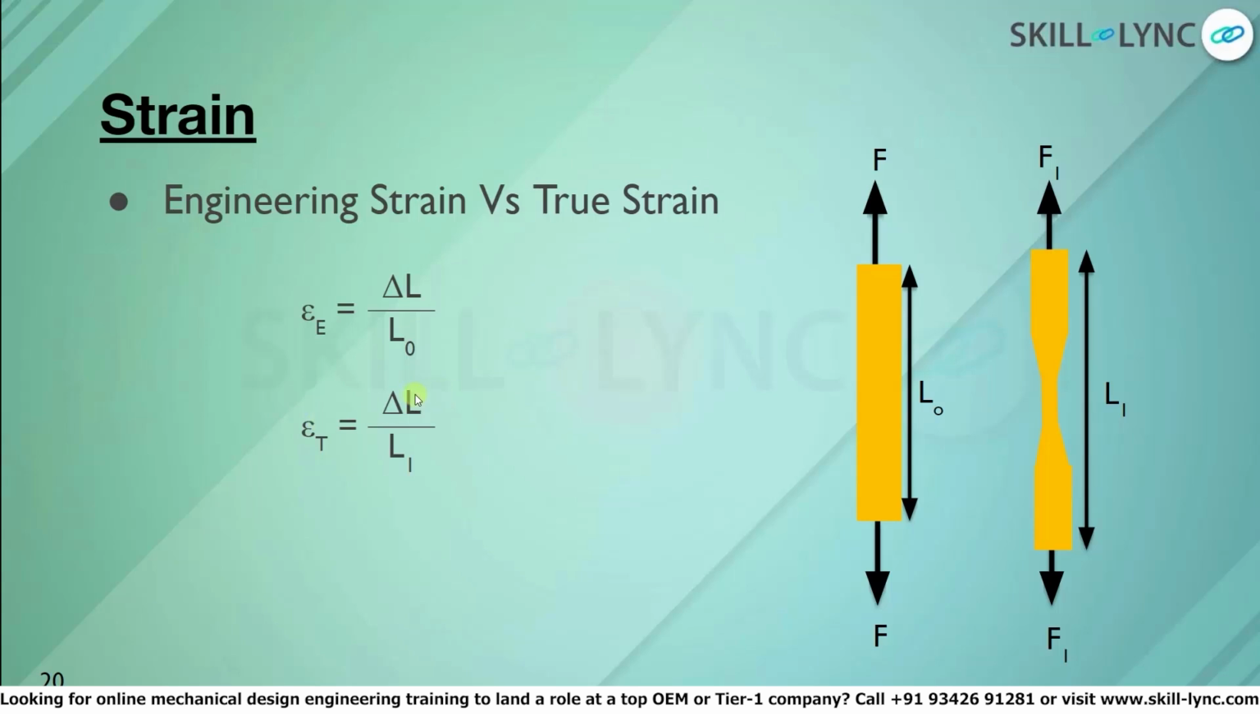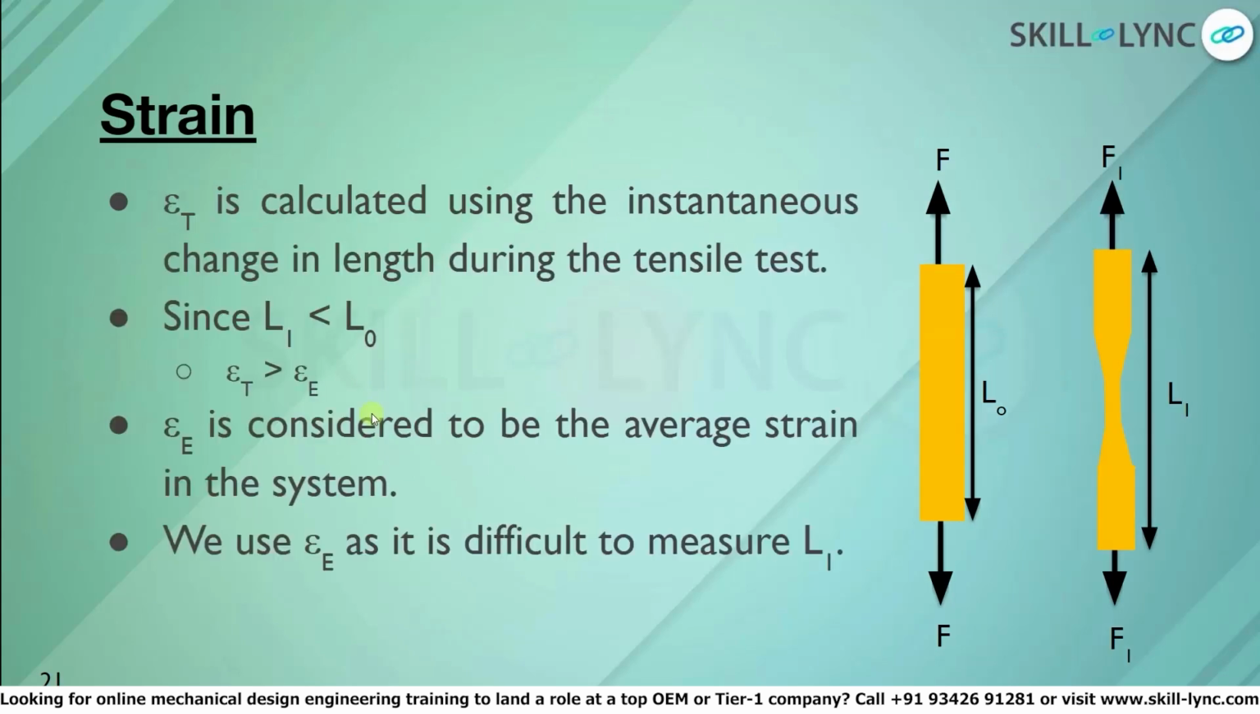Epsilon T, or true strain, is calculated using the instantaneous length during the tensile test, which is L1. Since L1 is always greater than L0, epsilon T is always lesser than epsilon E. Thus, true strain is lesser than engineering strain. Since it is very difficult to measure L1, we use engineering strain as the nominal measurement unit.